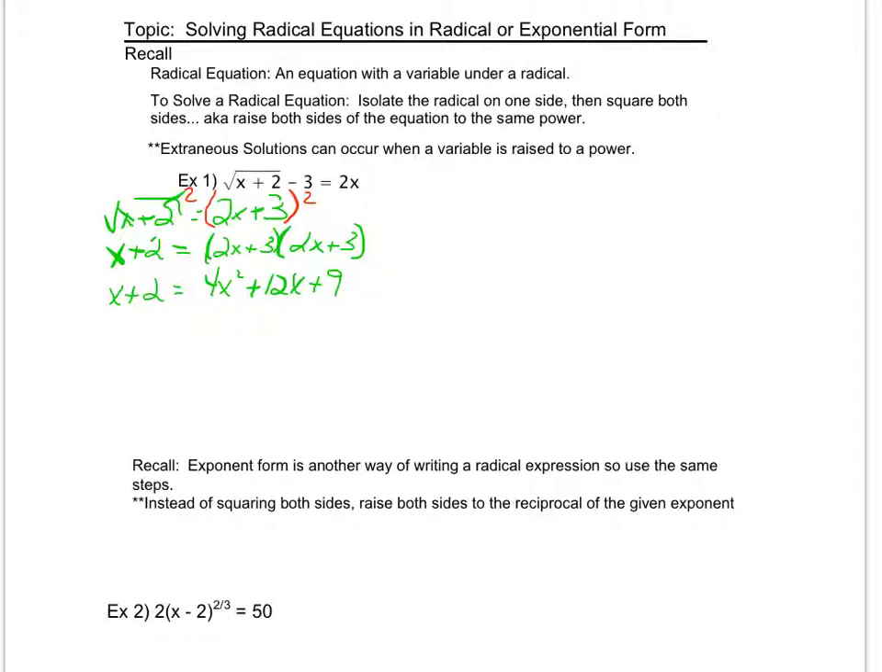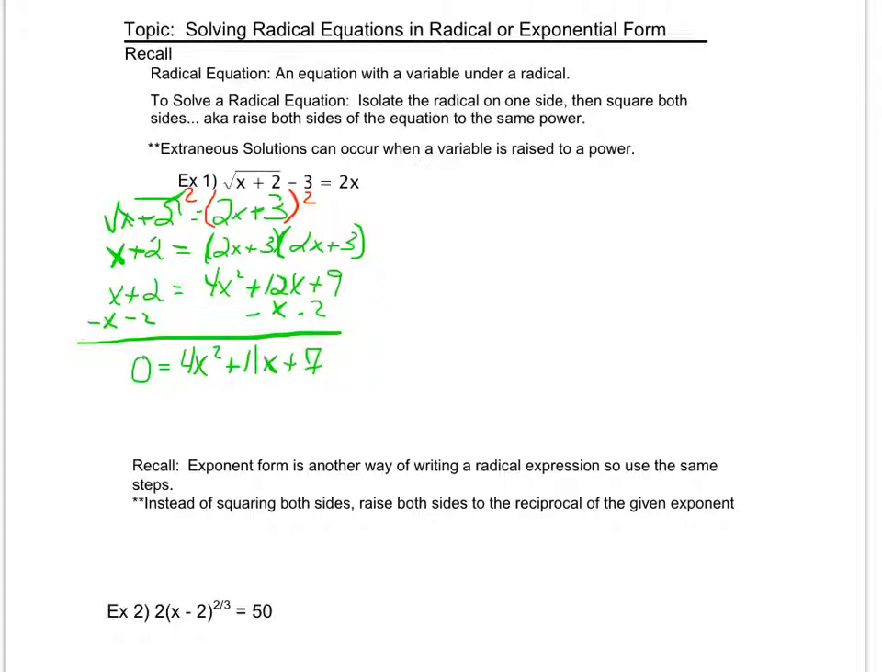Now I notice that because of this square here, that's my highest degree, so it's going to dictate what type of equation I have, meaning I have a quadratic equation. I know in order to solve a quadratic equation with both a quadratic and a linear term, I need to get in standard form first. So I'm going to subtract the x and subtract the 2 and get 0 equals 4x squared plus 11x plus 7.